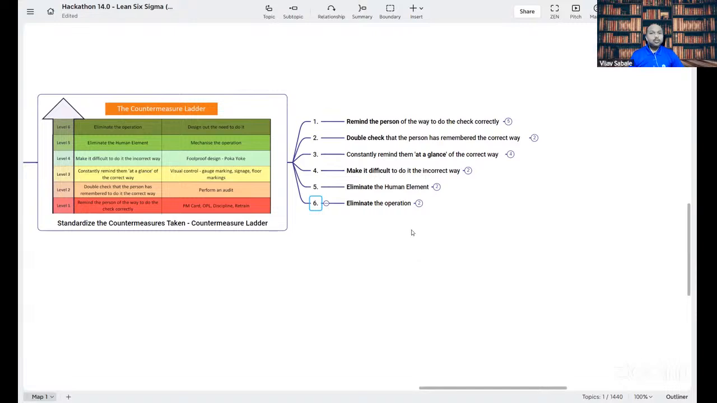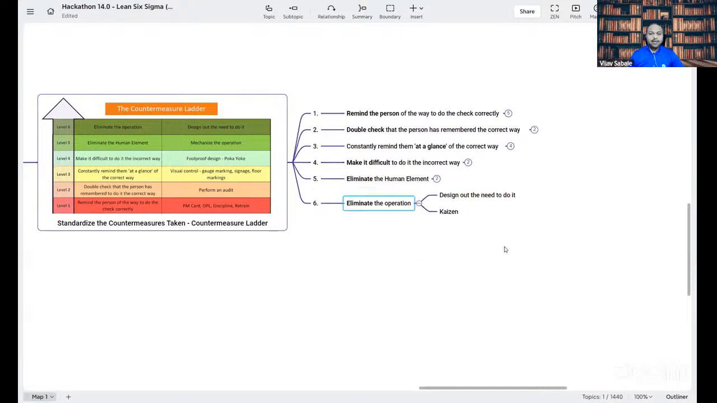So this is not so easy because this requires the design change. We need to change the product, we need to change the system, we need to change the process design, right? So there is a lot of efforts, a lot of resources, a lot of money, right? That is involved in the level 6 of countermeasure.